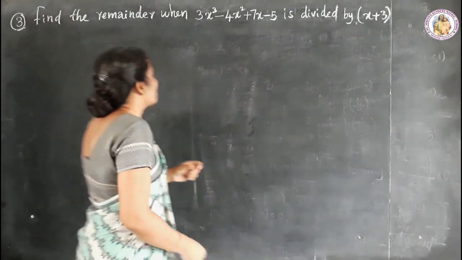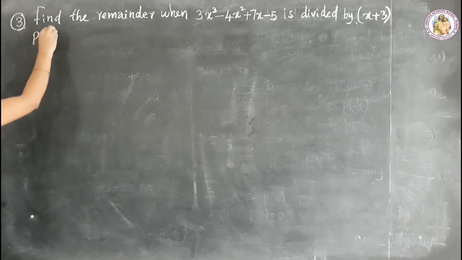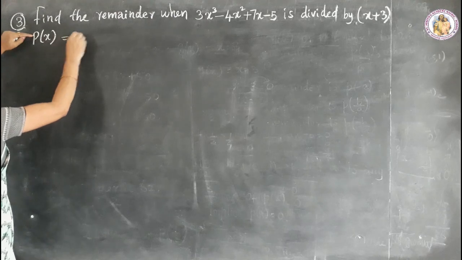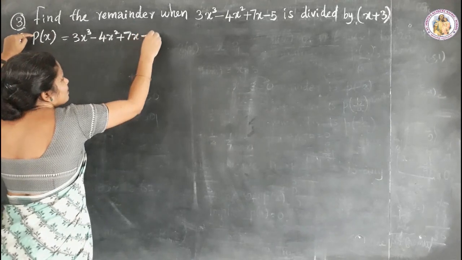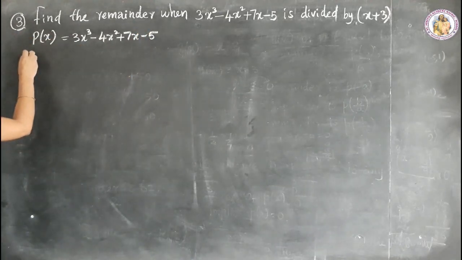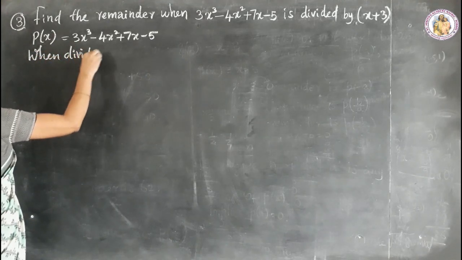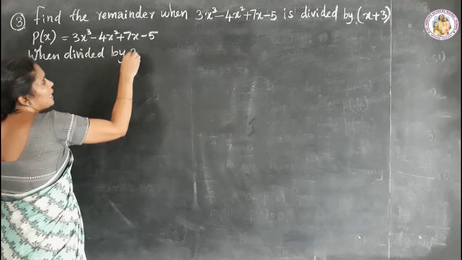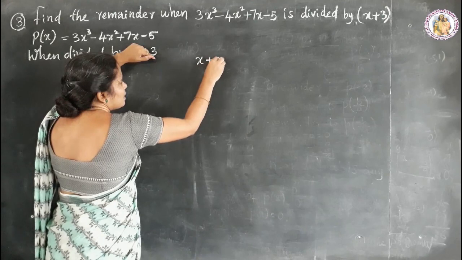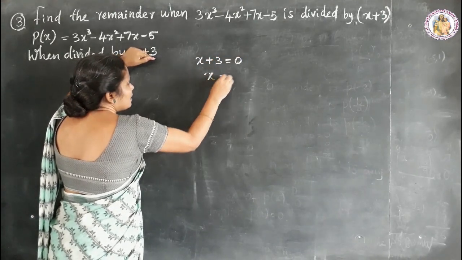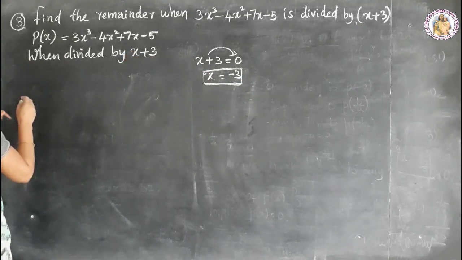Okay, now same as what we did in question number 2. Take P of x is equal to 3x cube minus 4x square plus 7x minus 5, and it is given as divided by x plus 3. So x plus 3 is equal to 0, so x is equal to plus 3. When it comes here it becomes minus 3. Now consider x is equal to minus 3.